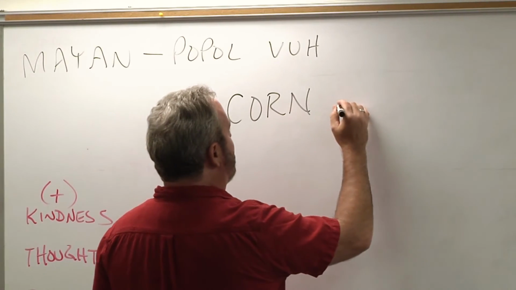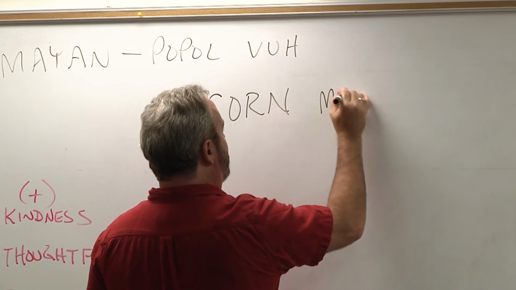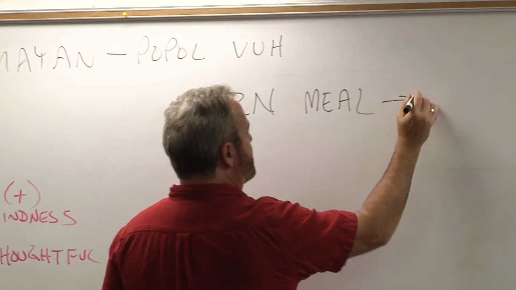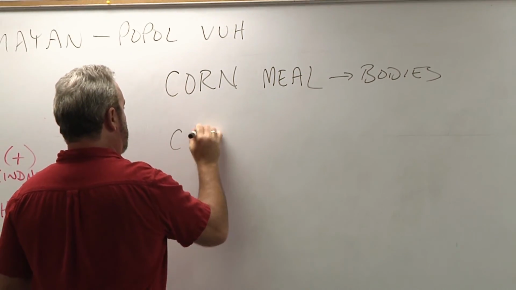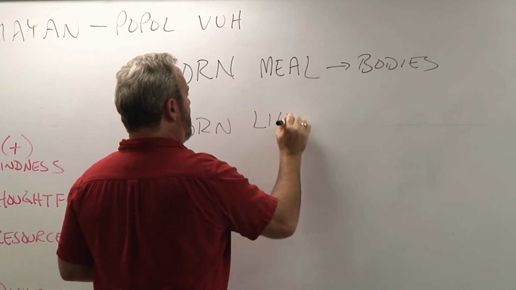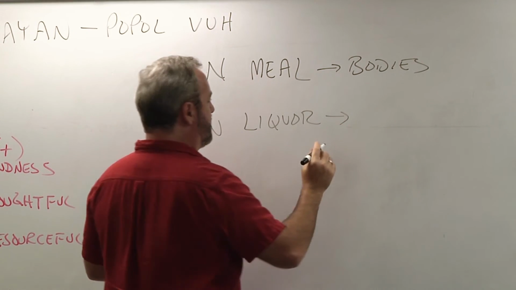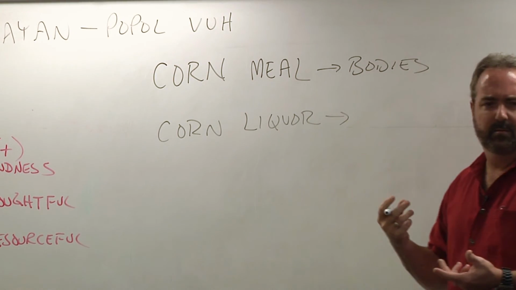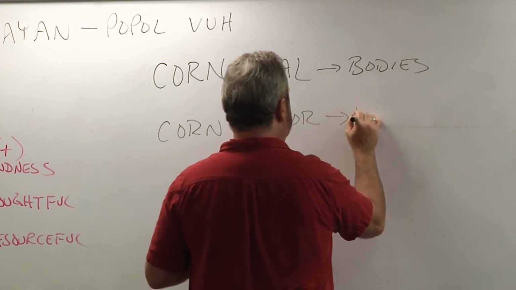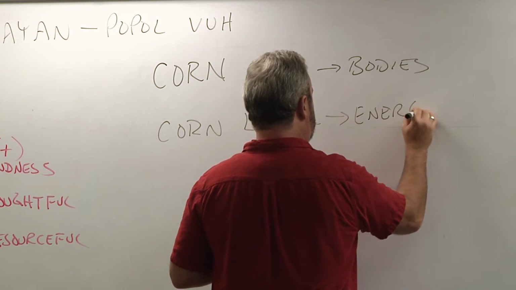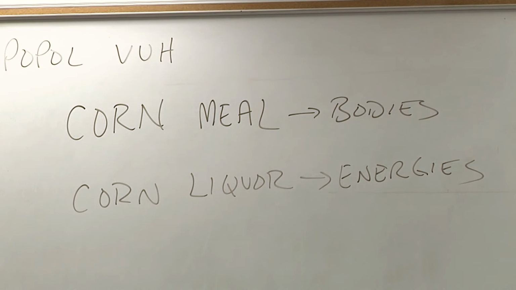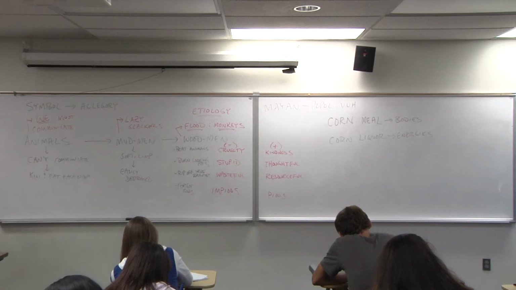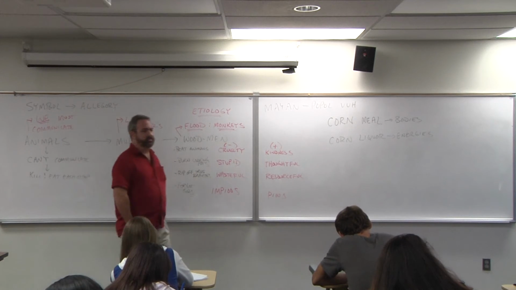So they're made actually out of two parts of corn. Partly cornmeal, which is their bodies. And also, and here's the fun part, corn liquor, which is their what? Their energies and strengths. So they thought people were made of cornmeal and corn liquor. As my Kentucky kinfolk would say, we're made out of Johnny cakes and moonshine.